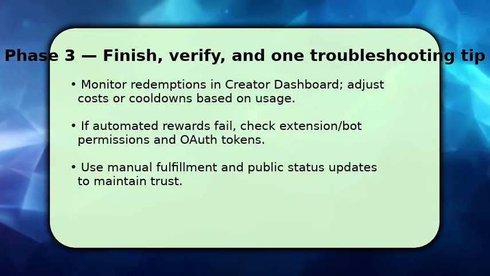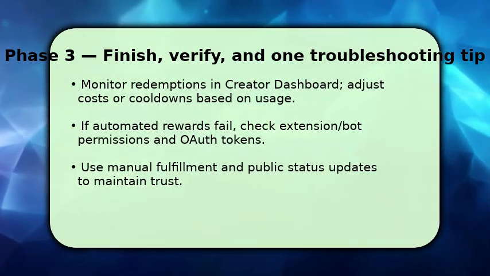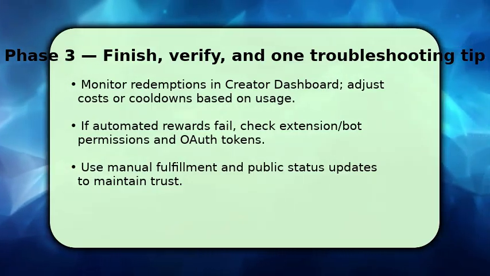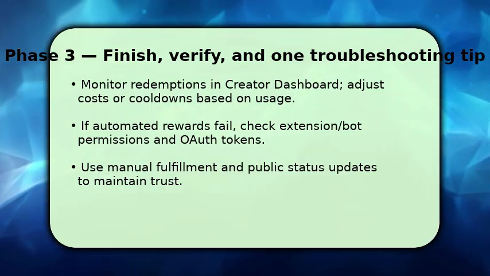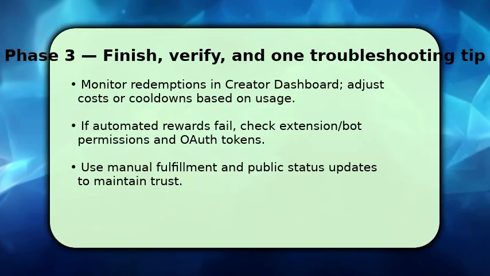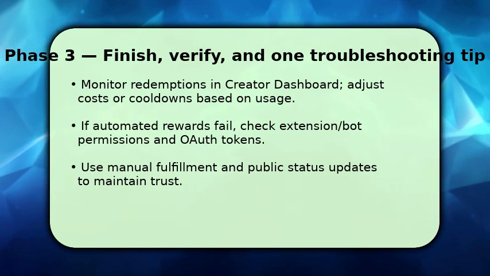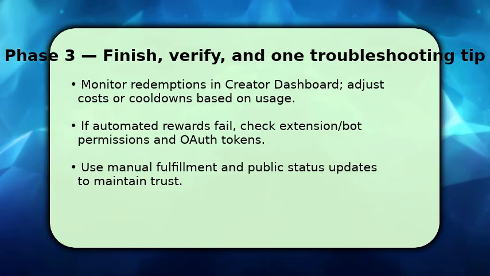If redemptions stop working, first check extension or bot permissions, OAuth tokens, and that the bot is online. These are the usual culprits. If issues persist, disable then re-enable the reward or switch to manual fulfillment temporarily. This preserves experience while you troubleshoot and keeps viewer trust intact.